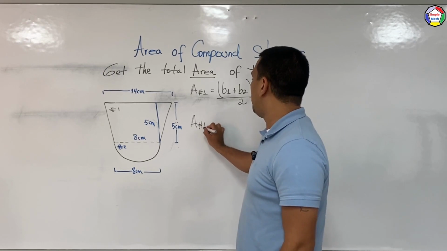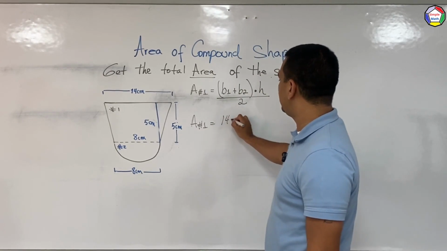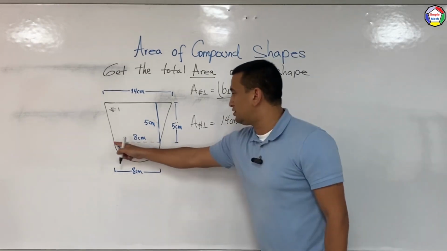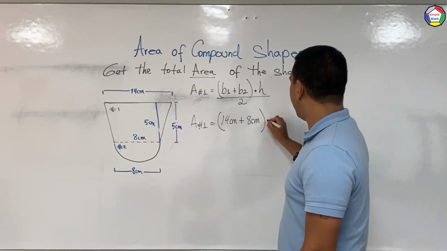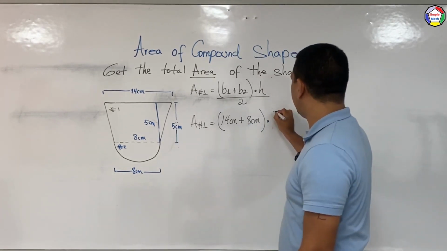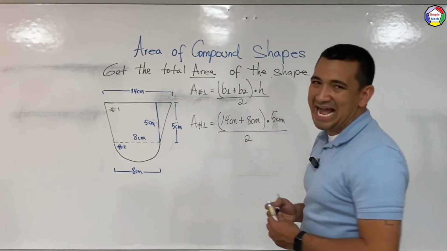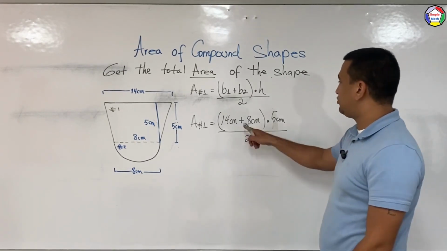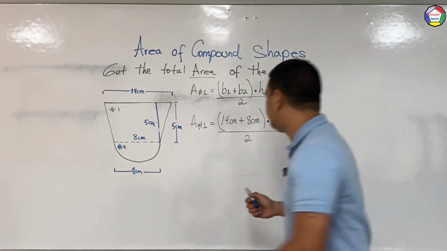The area of the plane shape number 1 is the big base, which is this one, 14 centimeters, plus base 2. The base 2 is 8 centimeters. Everything multiplied times the height. But what is the height? The height is 5 centimeters. And everything divided by 2. Here I can't cancel things because 2 and 5 cannot be simplified. So I'm going to solve this addition. 14 plus 8 is 22.